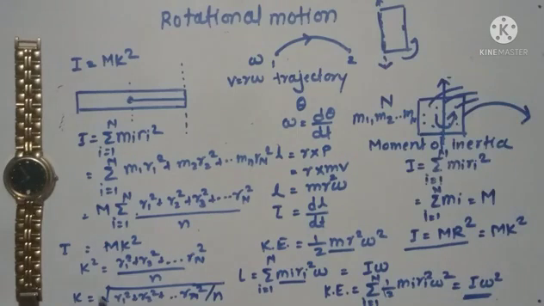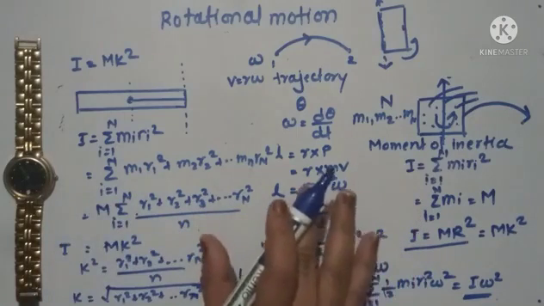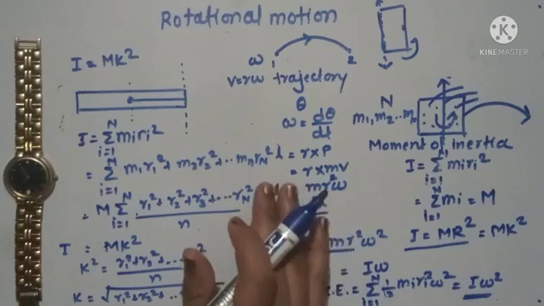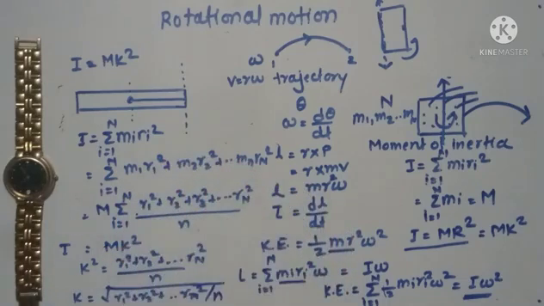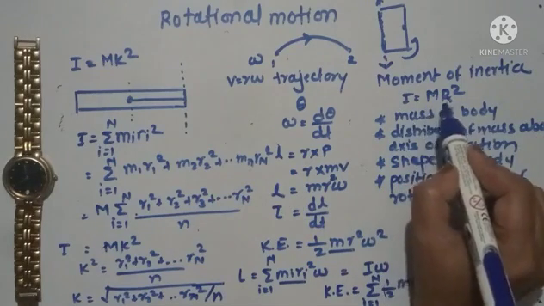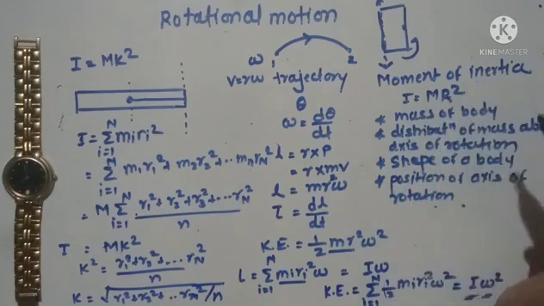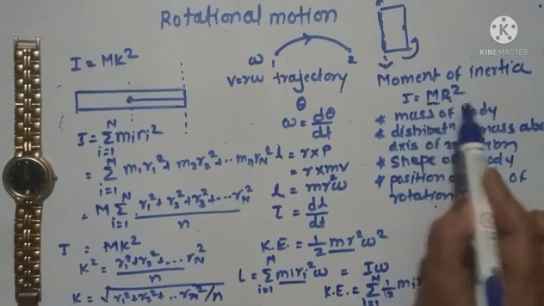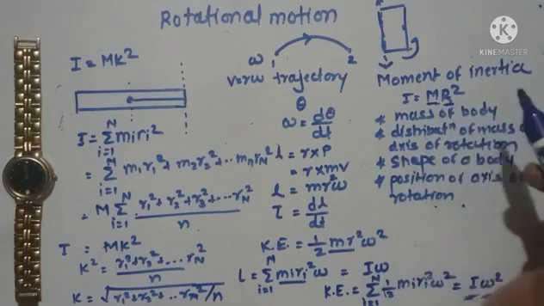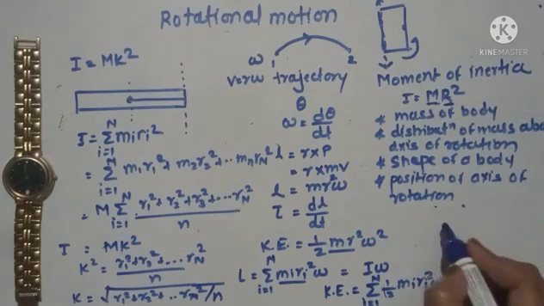So the physical significance of this radius of gyration or the moment of inertia is that if you want to rotate some heavier bodies, then you need to know the laws of rotational motion. So this moment of inertia has a formula I is equal to m r square, and from this formula we can see that the moment of inertia depends on the mass of the body and the distribution of the particles about the axis of the rotation. It will also depend on the shape of the body and the position of the axis of the rotation.